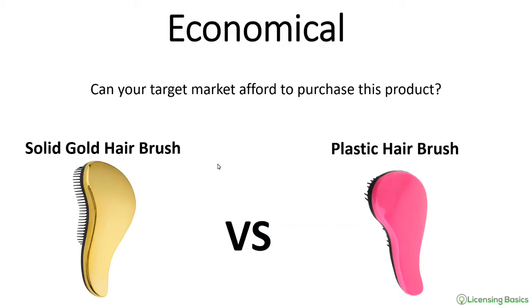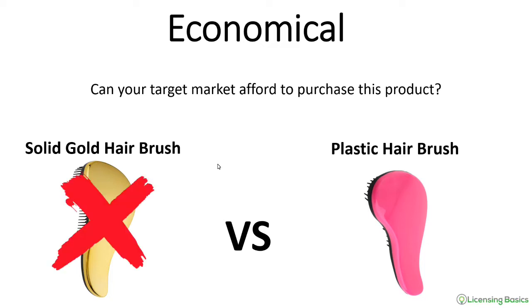So economical. Can your target market afford to purchase this product? Now, obviously, if you make a product and your target market cannot afford it, it's not a very good product, is it? So in this example, we have a solid gold hairbrush versus a plastic hairbrush. Your target market is pretty much anybody that needs a hairbrush. So obviously, if you have a solid gold hairbrush, it's probably pretty expensive. So you're probably not going to sell many of them.